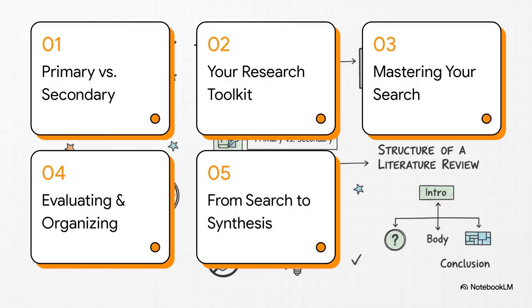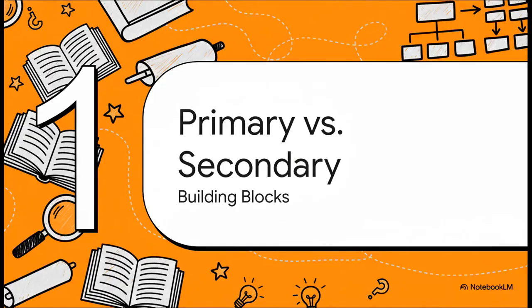Okay, so here's our playbook for today. We're going to cover primary versus secondary sources, then we'll get into your essential research toolkit. After that, we'll master your search strategy, figure out how to evaluate and organize what you find, and finally, we'll talk about going from that search to a real synthesis. Let's do this. All right, section 1, primary versus secondary sources.